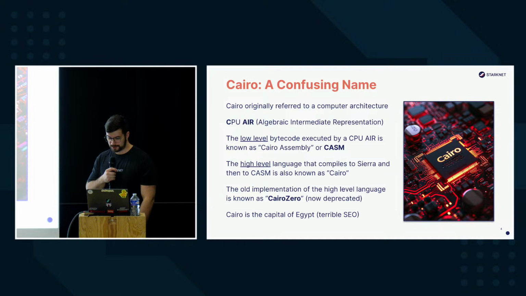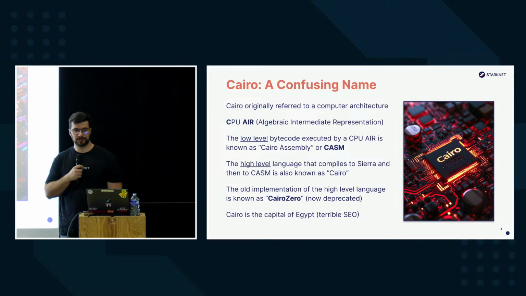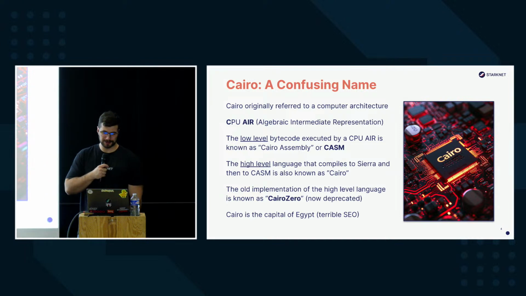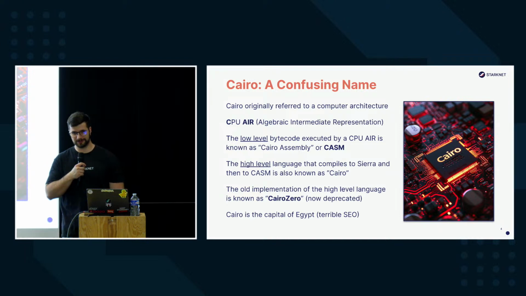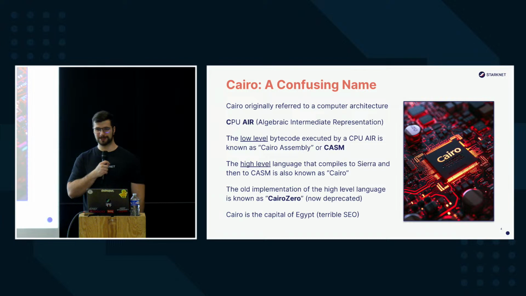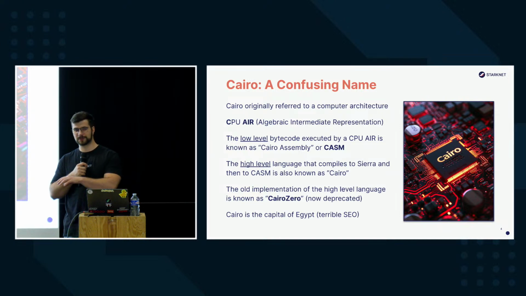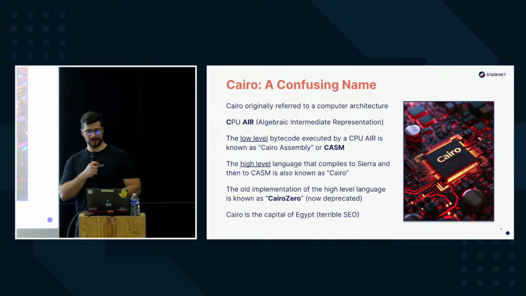And finally, if you try to search something on the internet, you're gonna have some hard times coming up with some answers. Because searching what is Cairo, you're gonna have very different results. So the term Cairo is very terrible for SEO. So you have to be very specific when you search for something. Usually you can add Starknet, and then the results will improve.